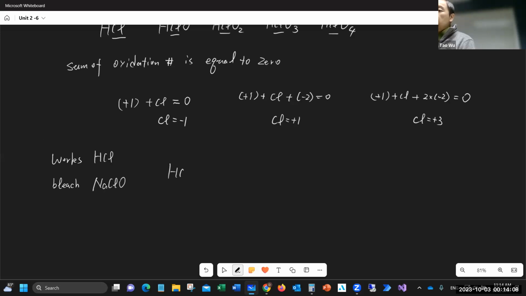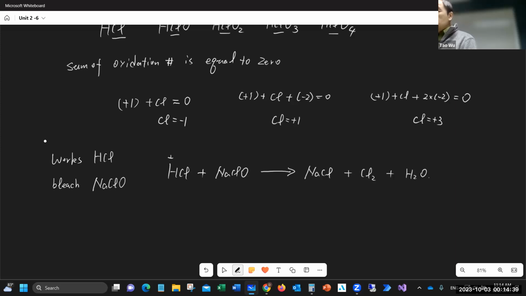So it's similar to what we show over here. If you have Works react with sodium hypochlorite, then they're going to form sodium chloride and chlorine gas, and also they're going to form some water. Okay, so this is what happened. I did not balance this, because this one is not that easy to balance.